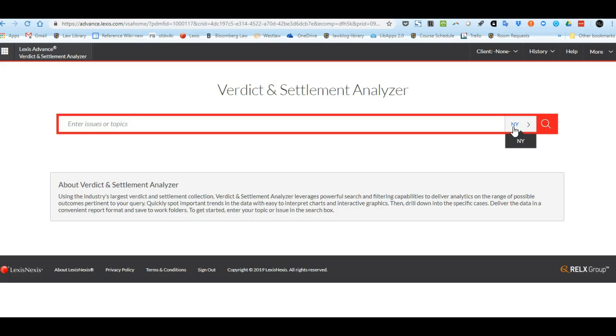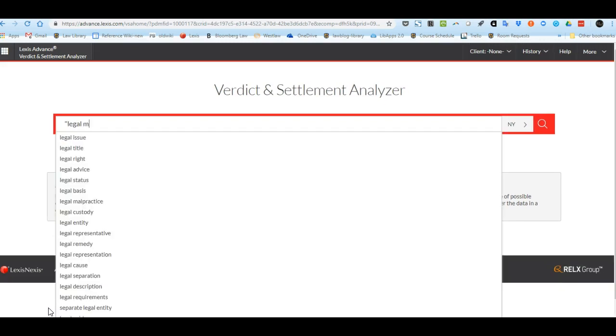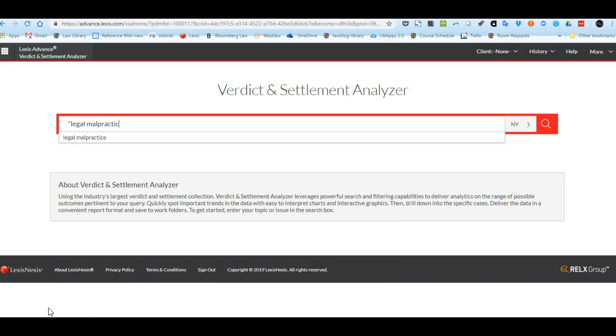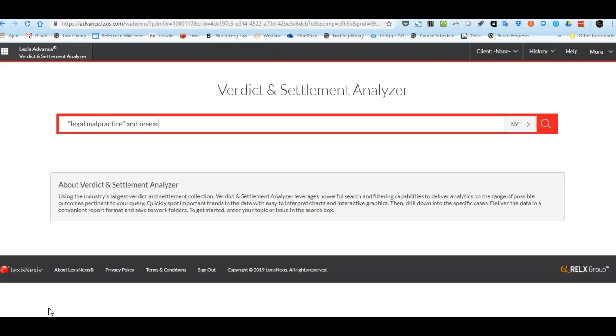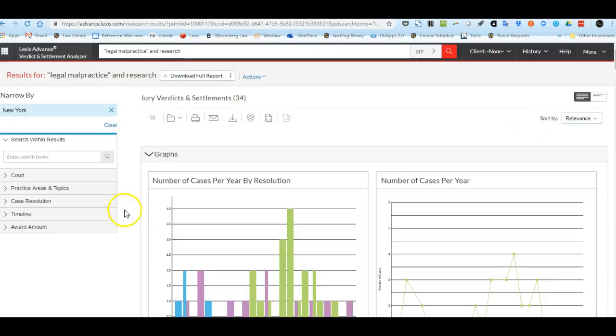And I do recommend you doing that, again, and most of the times you would want to, because you're looking for verdicts in a particular jurisdiction. And I'm going to add legal malpractice and research. See what happens if you find anything about awards having to do with legal malpractice and research.